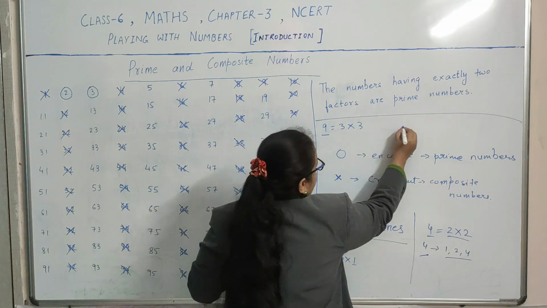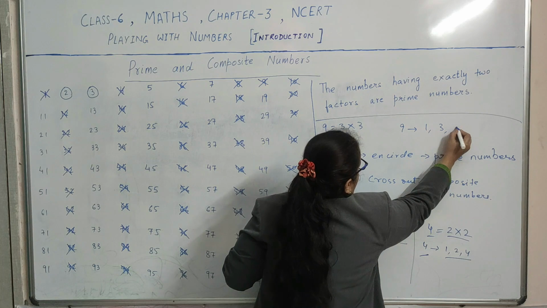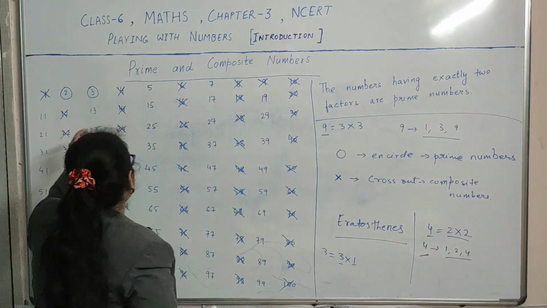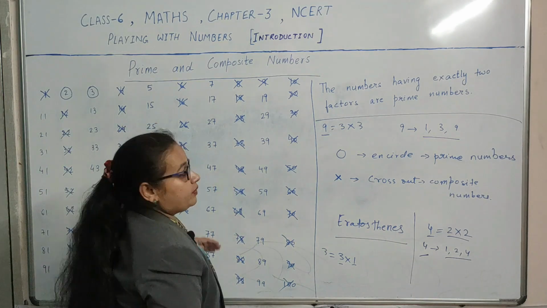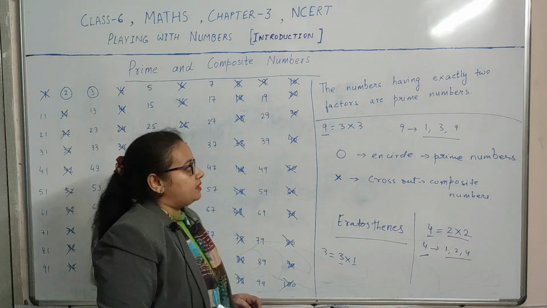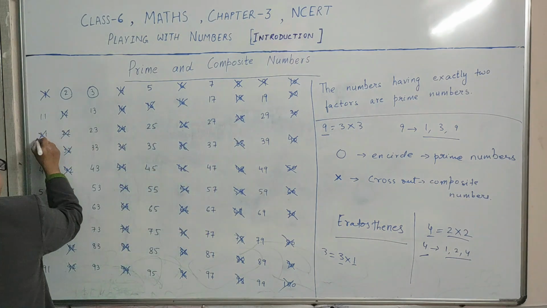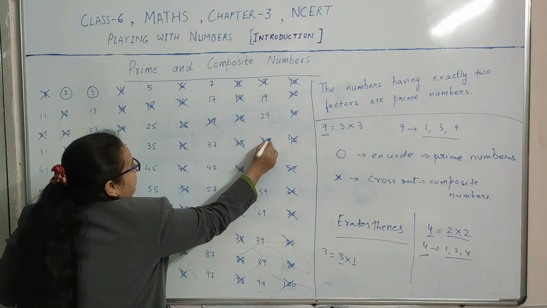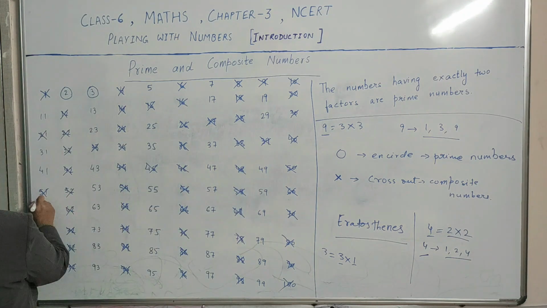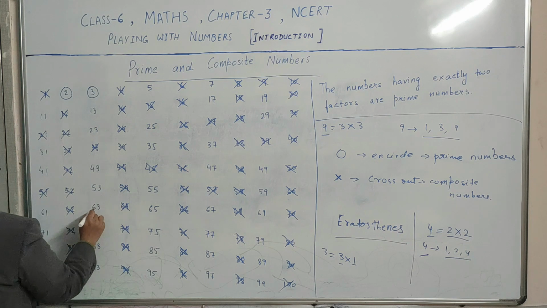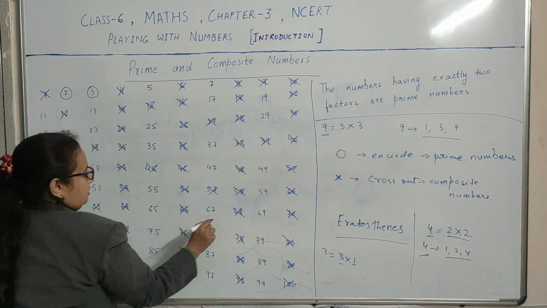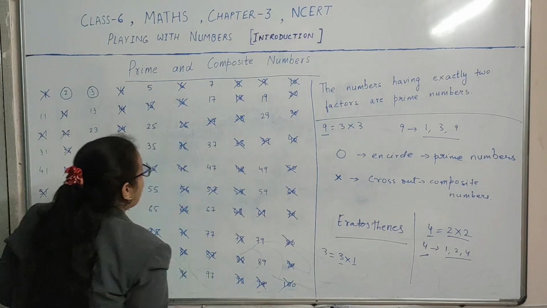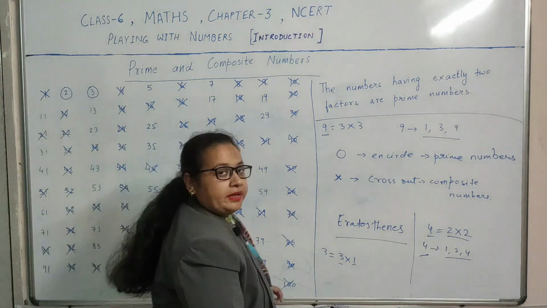So what are the factors of 9? The factors of 9 are 1, 3 and 9, right? So it has 3 factors. It means it is not a prime number. So all the multiples of 3 are not prime numbers. They are composite numbers because they have more than 2 factors. 15, 18, 21, 24, 27, 30, 33, 36, 39, and 99. So we have crossed out all the multiples of 3.